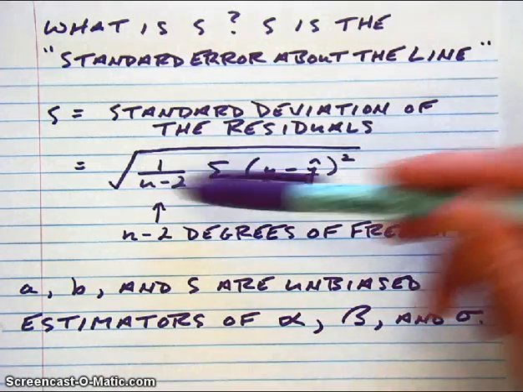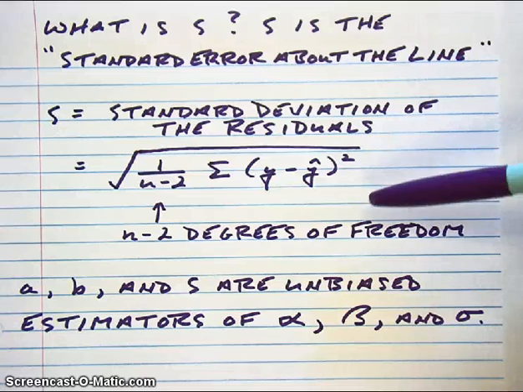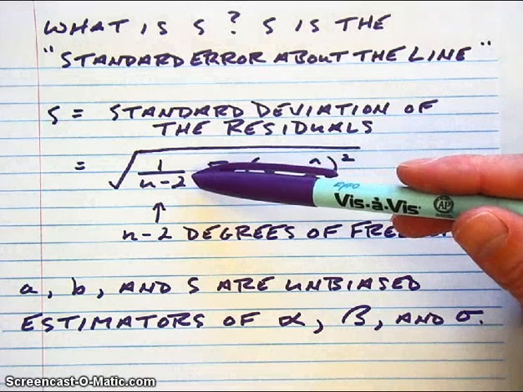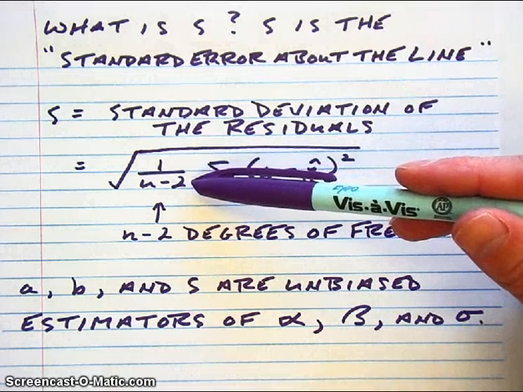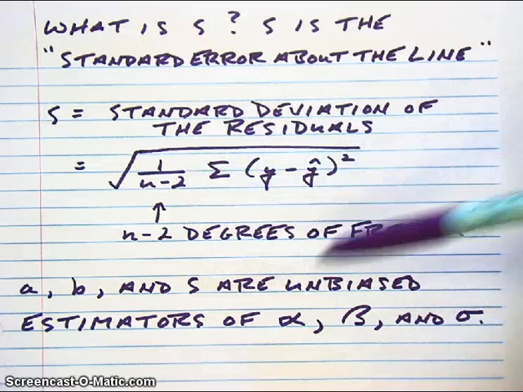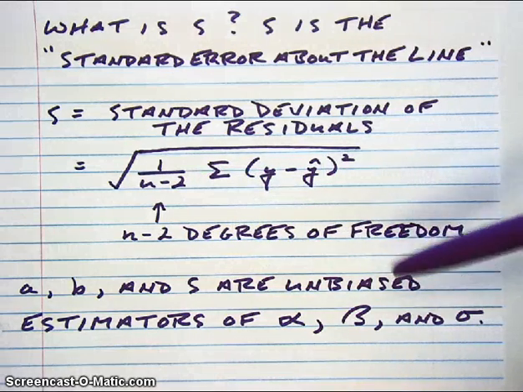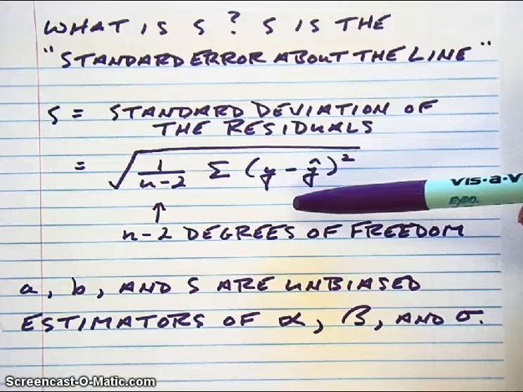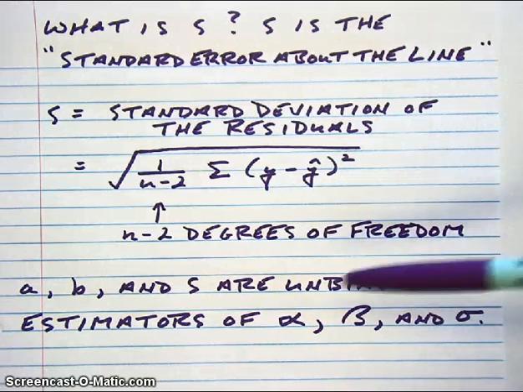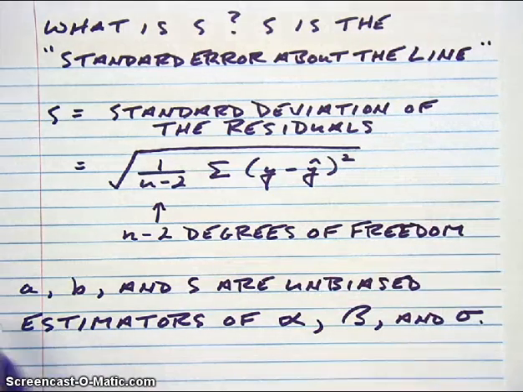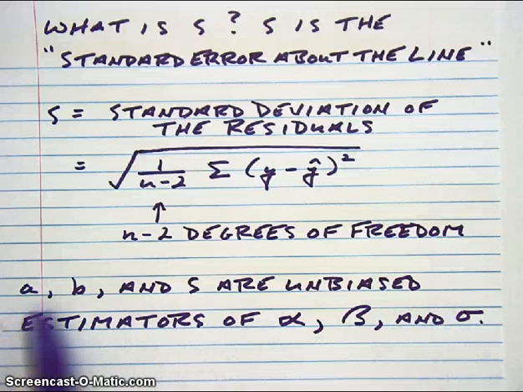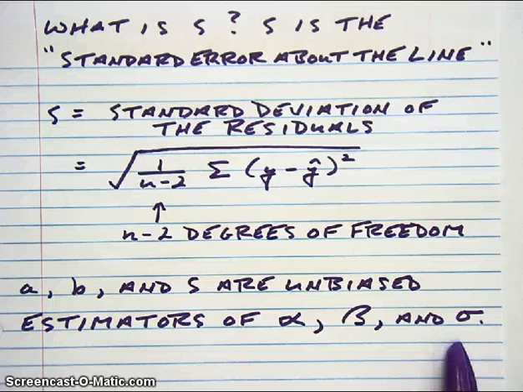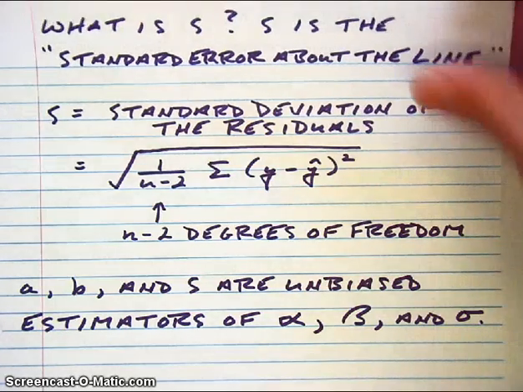So this is basically how we calculate a standard deviation. In this situation, we divide by n minus 2 instead of n or n minus 1 because we've used up 2 degrees of freedom calculating a and b, and so we only have n minus 2 degrees of freedom left to calculate s. But the nice thing about these three things, a, b, and s, is that they are unbiased estimators of alpha, beta, and sigma. So they have that very nice quality, which is very useful.